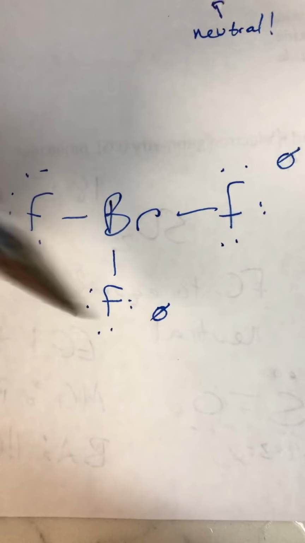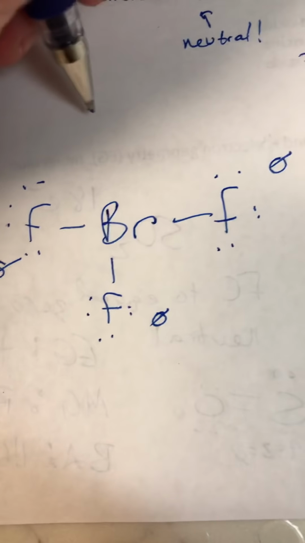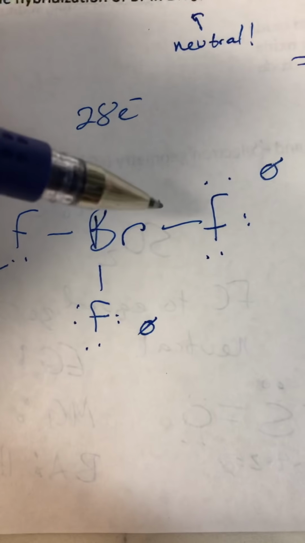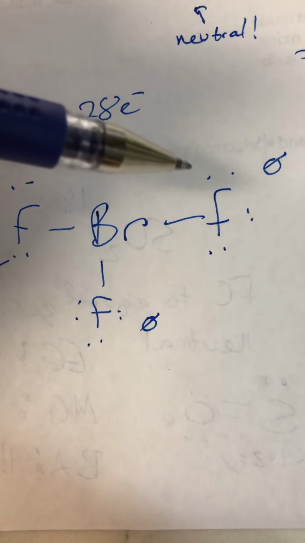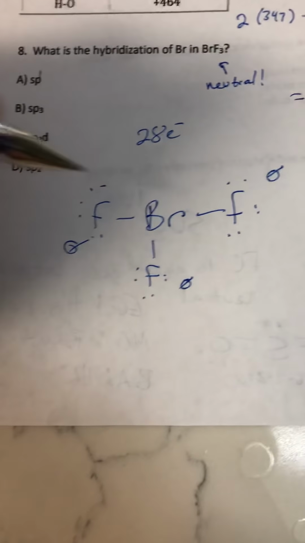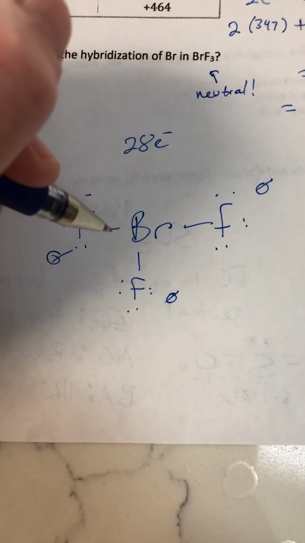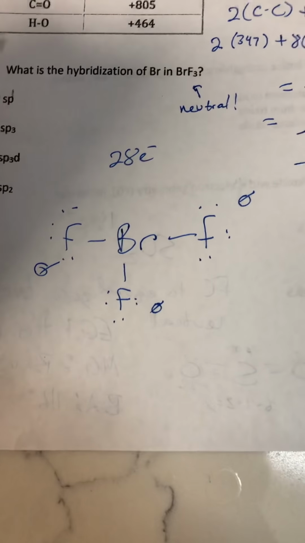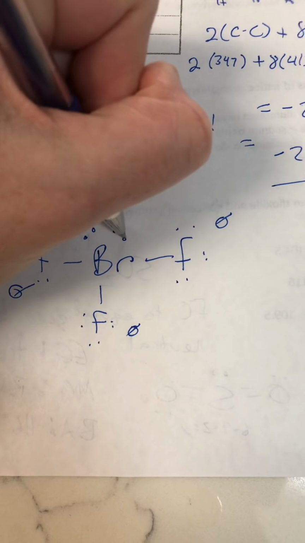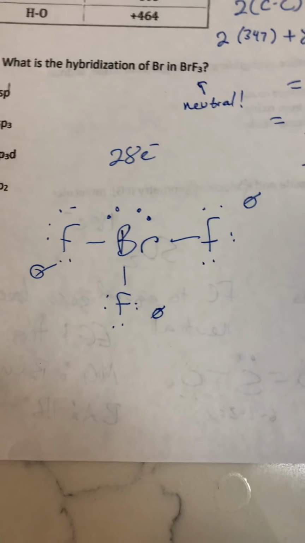Now if you calculate the total number of electrons you need, each one has 7, times 4 would be 28 electrons. So when you go to count, you have 2, 4, 6, 8, 10, 12, 14, 16, 18, 20, 22, 24. We still need 4 more electrons, but that's good because right now bromine has a positive 4 formal charge. So we just simply place these 4 electrons like this.